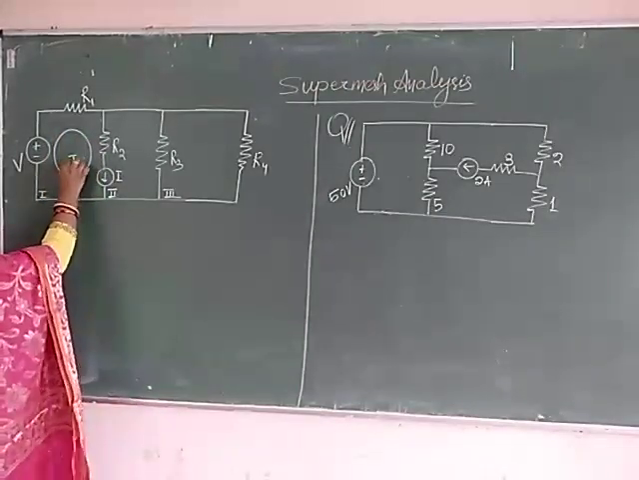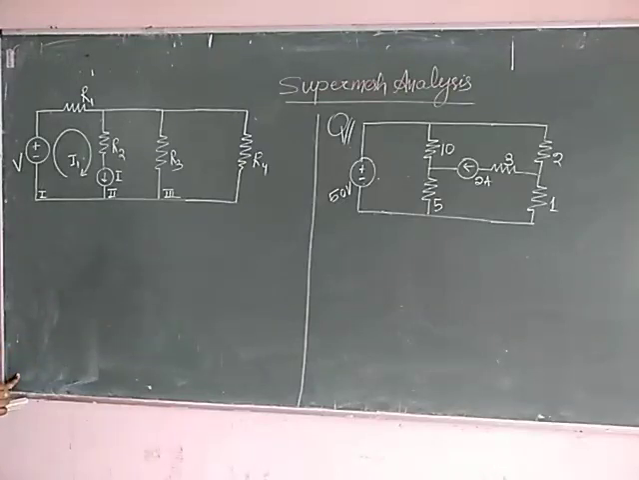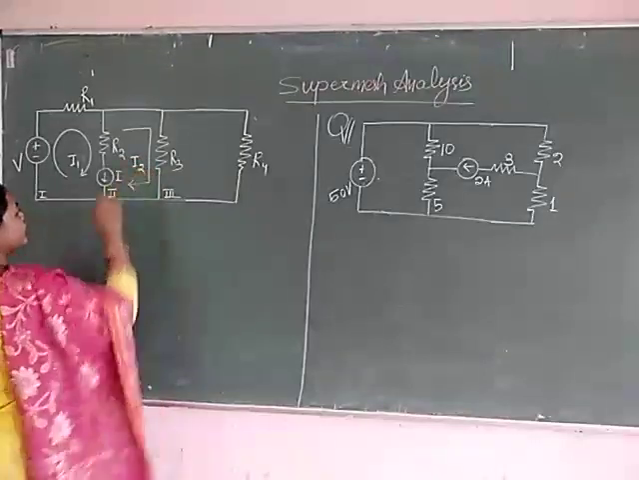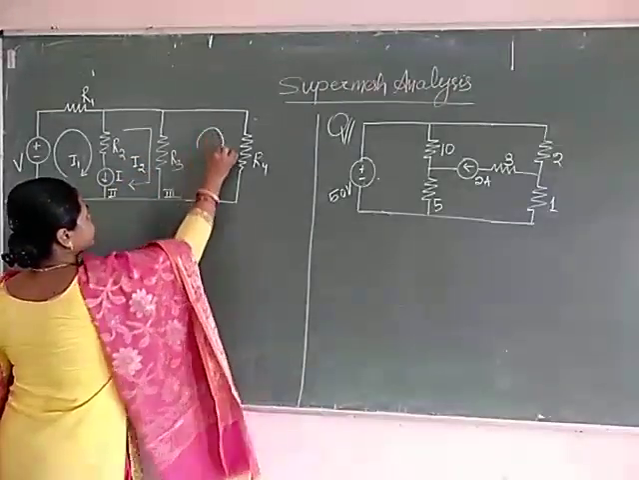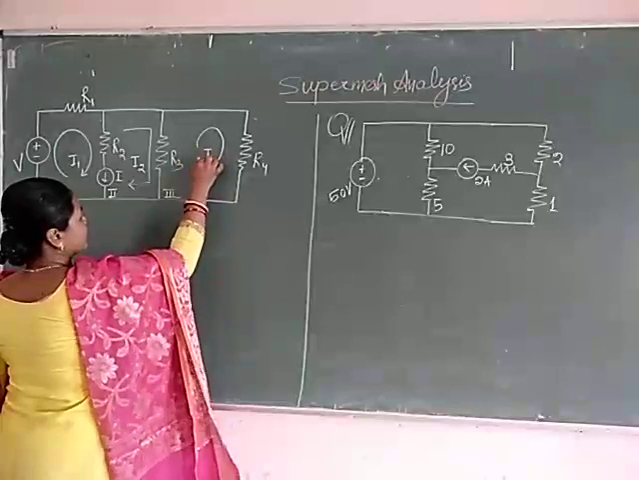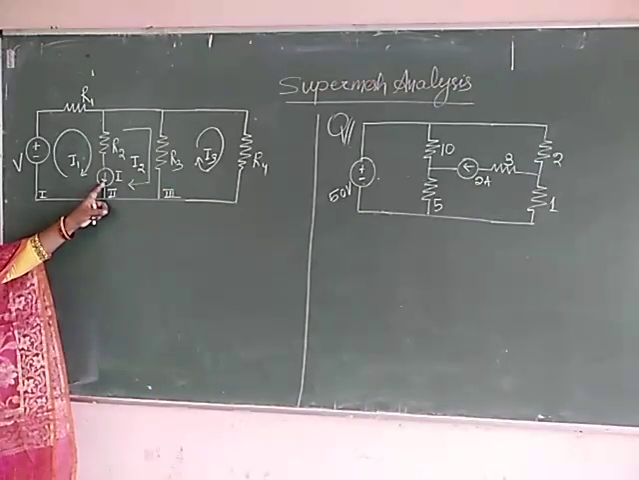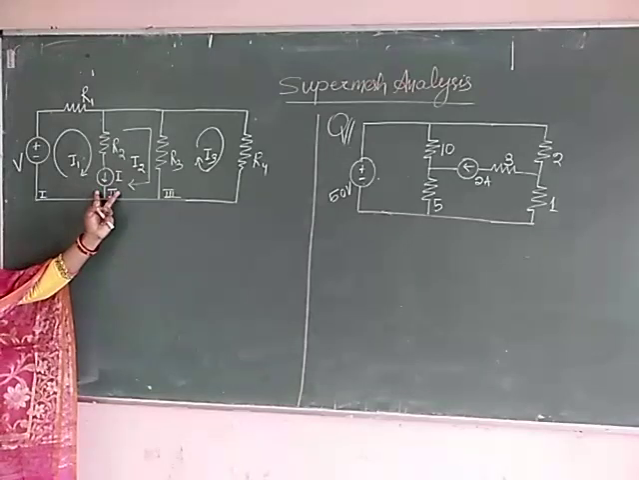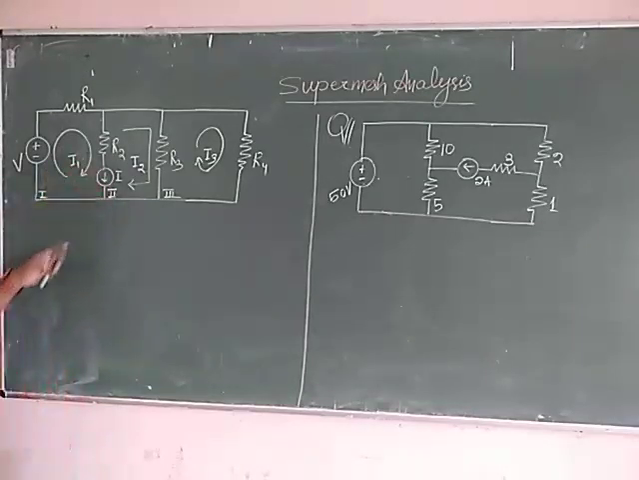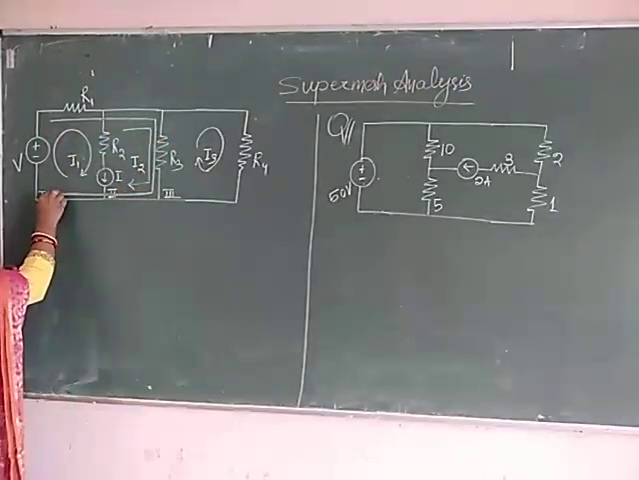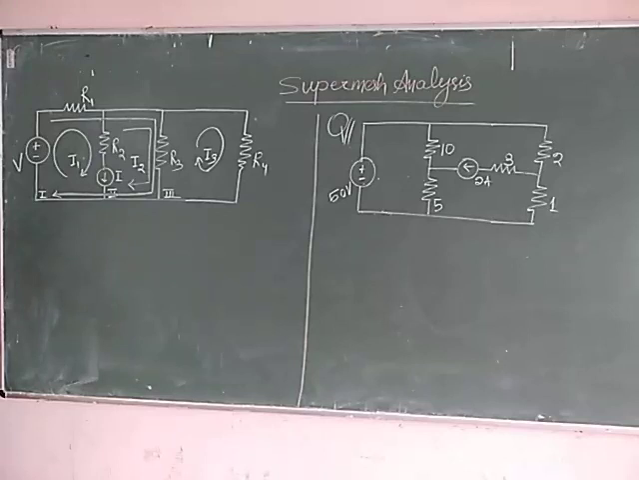I take I1 for loop 1, I2 for loop 2 and I3 for loop 3. As there is a presence of current source in between these two mesh, it is considered as a single mesh. This one is considered as a single mesh. So how do you write the KVL equation for this super mesh?